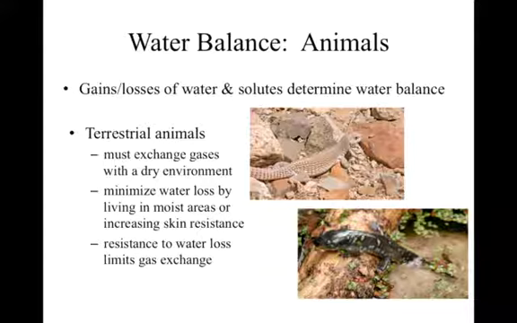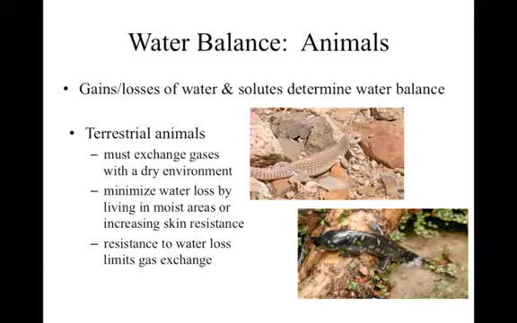Terrestrial animals, of course, have that problem where they have to exchange gases with a dry environment. And because it's a dry environment, they're constantly losing water to the environment. And so a lot of animals have tried to minimize water loss by either living in moist areas, hanging out in the ponds, even though they are terrestrial. Things like salamanders do that. Or by increasing their skin resistance to water loss. So they try and make this barrier that prevents water loss through their skin.